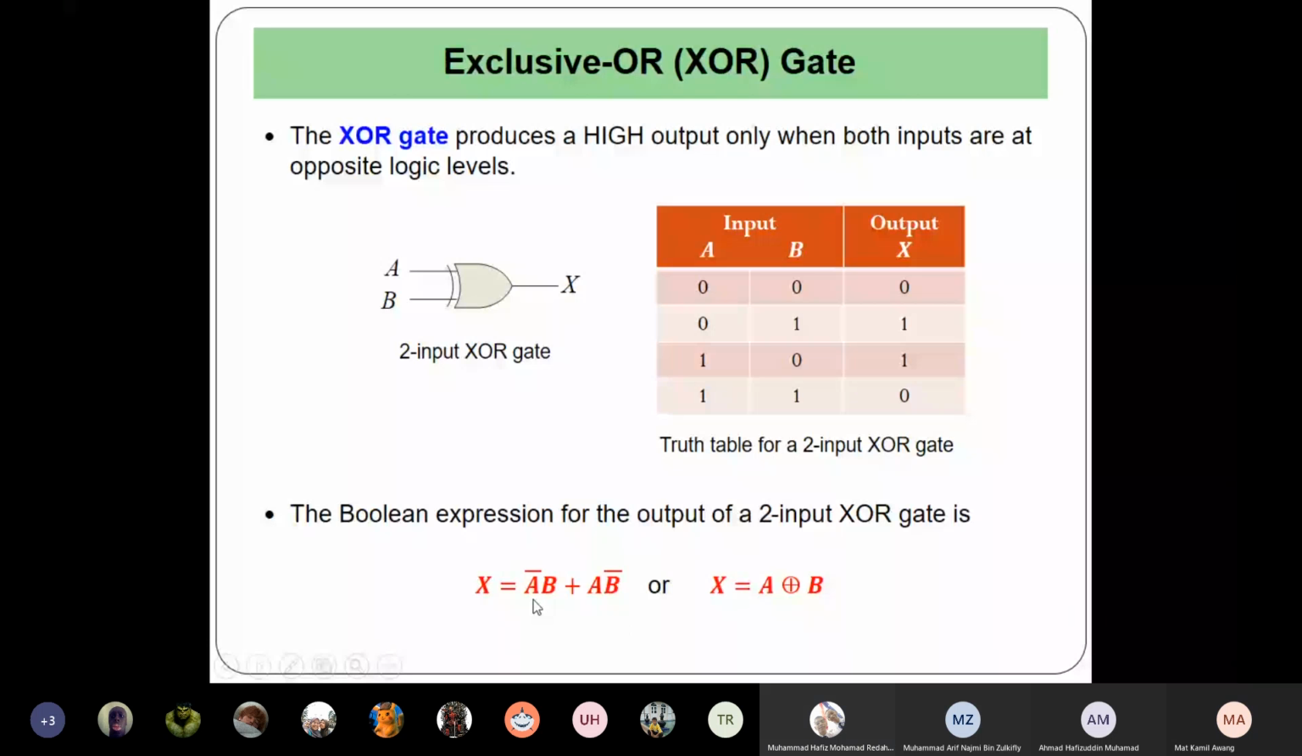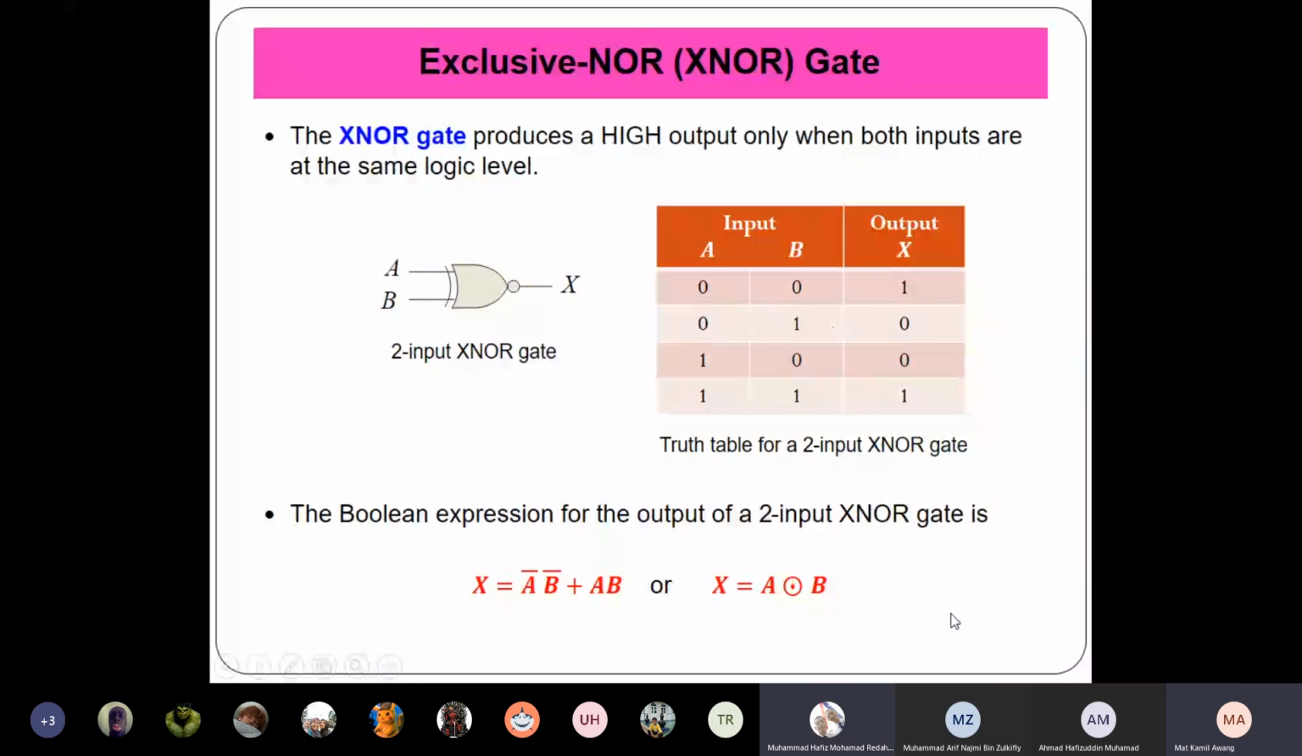Okay. Clear. Exclusive NOR. Exclusive NOR. Actually, you take the XOR and you NOT it.